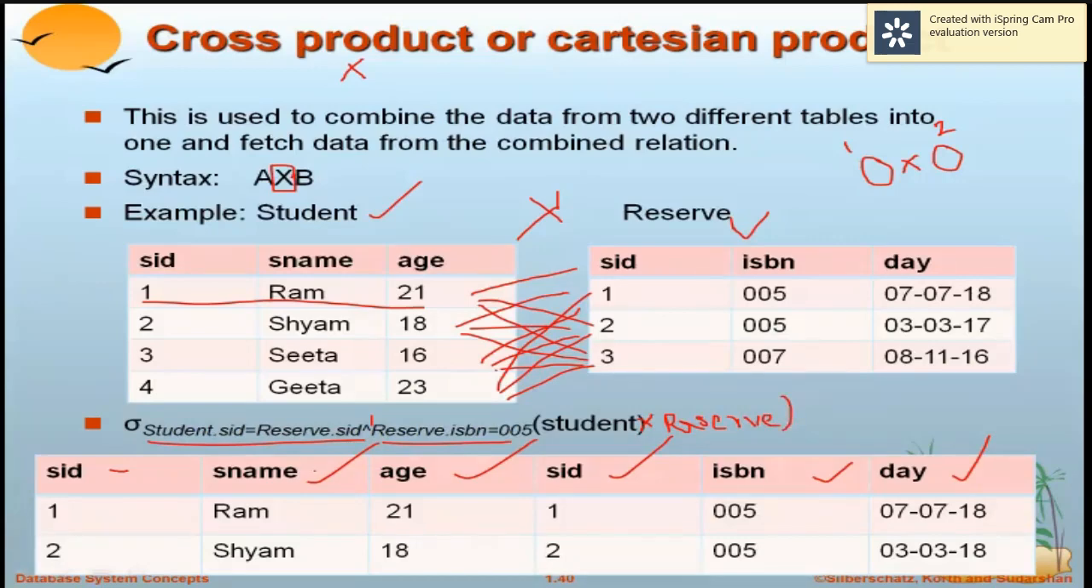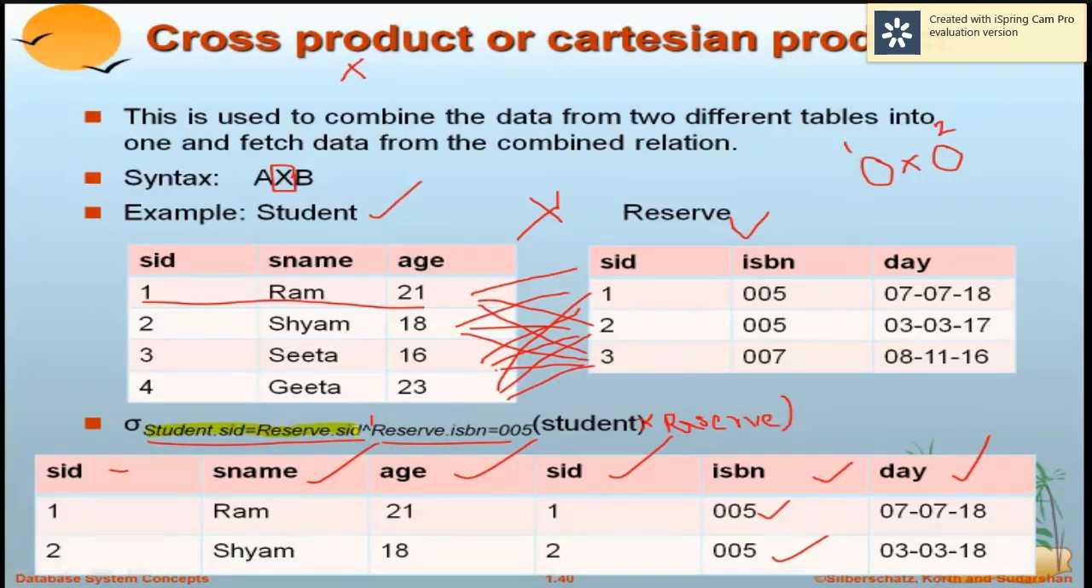And now I give a condition to pull out the meaningful records out of the cross product. That is, I'm getting two values over here. Now, next question. I have an important element to be addressed here. That is this one: student.sid is equal to reserve.sid. What is this student.sid is equal to reserve.sid?